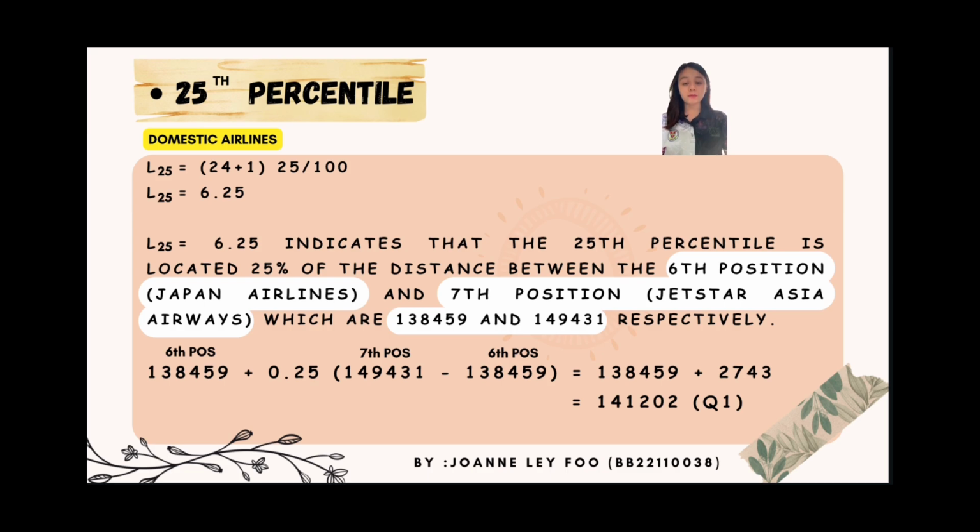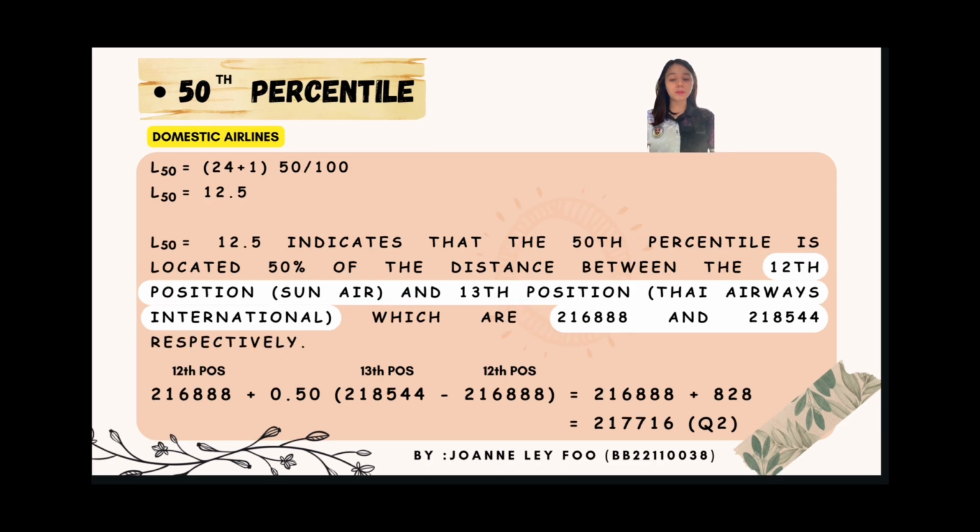So here, for the 25th percentile for domestic airlines, using the formula given just now, this will involve the 6th position and then the 7th position. After you calculate, you will get the answer 141,202 for the first quartile. Next, for the 50th percentile, using the same formula as well, it will involve the 12th and the 13th position.